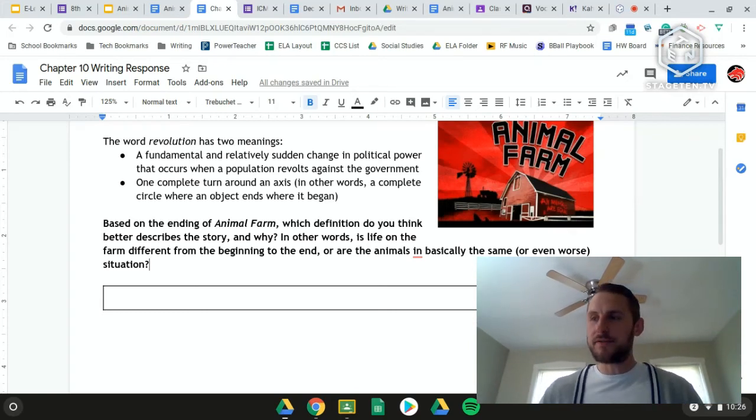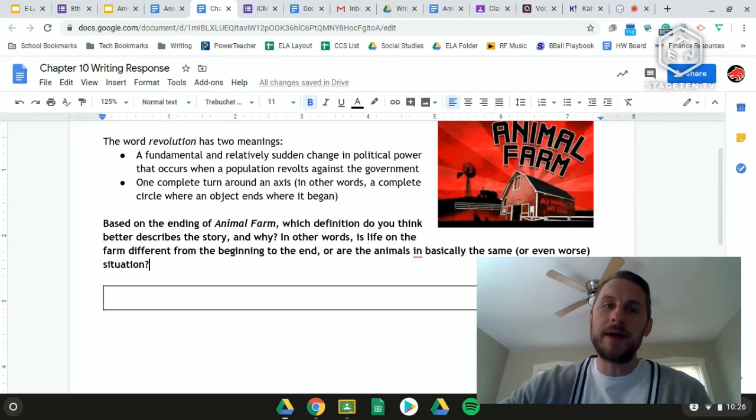Is this a revolution that's a fundamental change in political power? Is it a revolution where really by the end of the story, we're back right to where we started? So use details from the story. You can use specific quotes. Obviously, that's what we're always looking for. But that is your language arts assignment for today.